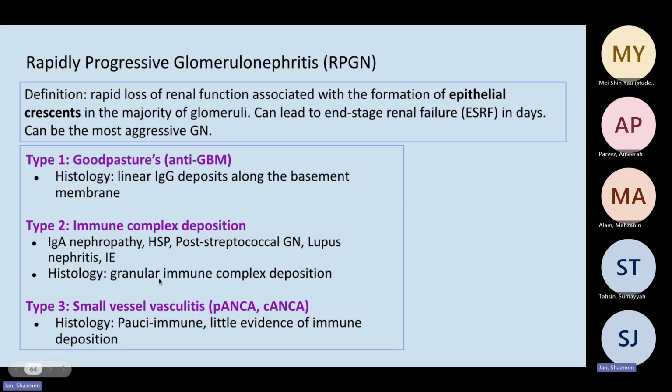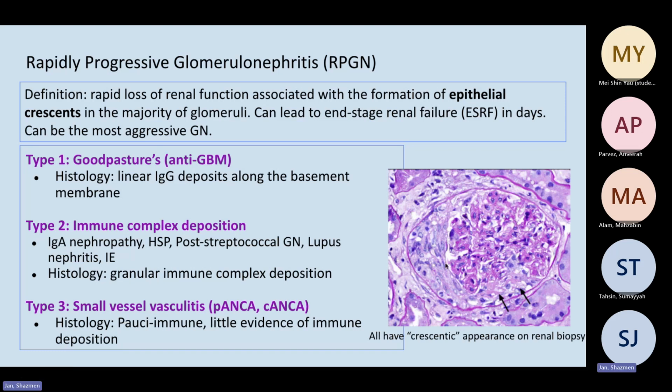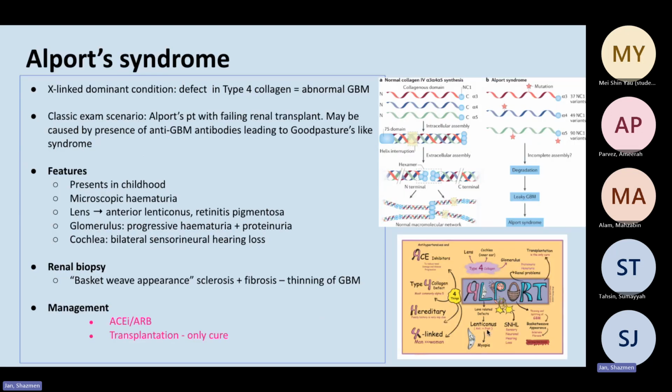And in the histology, you'll see this granular immune complex deposition. So if you remember when I was talking about post-streptococcal glomerulonephritis, this granular starry sky appearance. So that's what you would see. And then finally, small vessel vasculitis, which I was just talking about in the previous slide. On this biopsy, pretty much all of these, if the patient develops RPGN, then there'll definitely be these epithelial crescents that are going to be present on the renal biopsy.